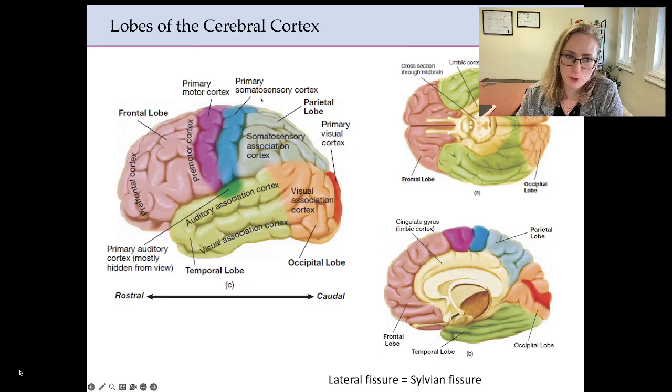Oh yeah, and the lateral fissure, I did forget to mention that. Although you probably saw that on the animation on the last slide, the lateral fissure runs along here. It separates frontal from temporal as well as temporal from parietal. So kind of like running up along your ear.